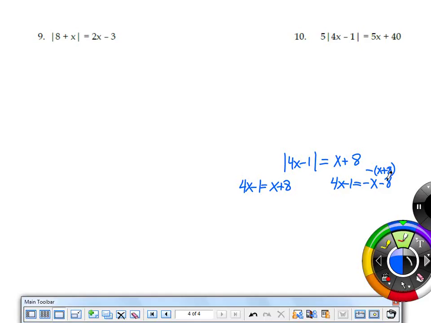All right, so then we have 2 equations to solve. So I'm going to subtract x from each side, add 1 to each side. So I get x is 3. I'll do the same thing here.